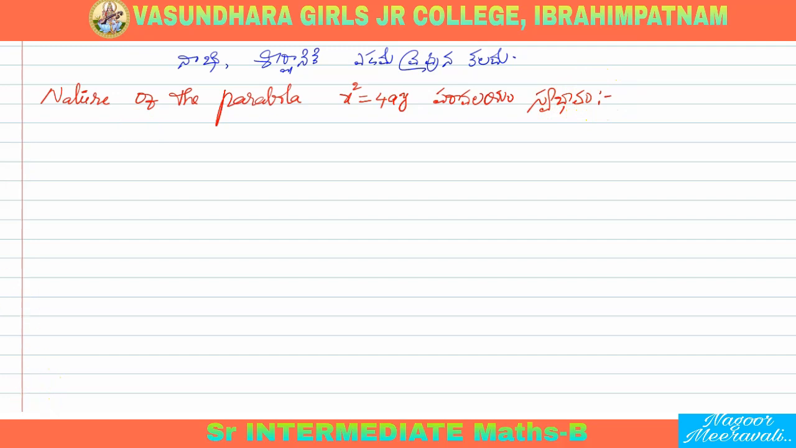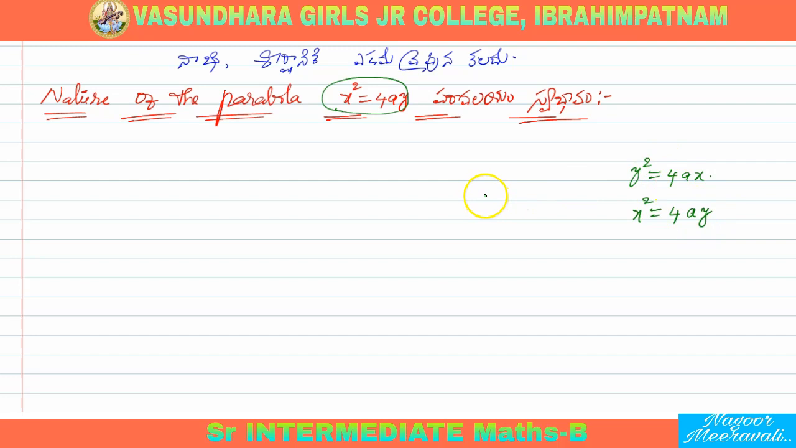So this is the nature of the parabola x² = 4ay. Here the simple observation is that the previous standard form is y² = 4ax. Now we are going to discuss x² = 4ay. That means x can be y and y can be x. x ని y గా చేంజ్ చేయాలి, y ని x గా చేంజ్ చేయాలి.